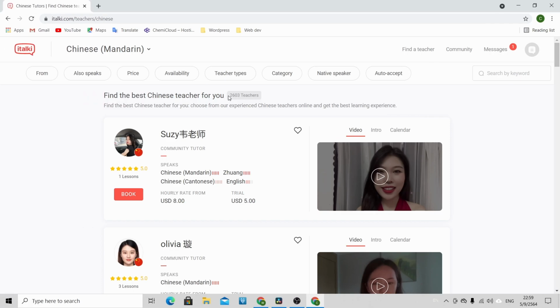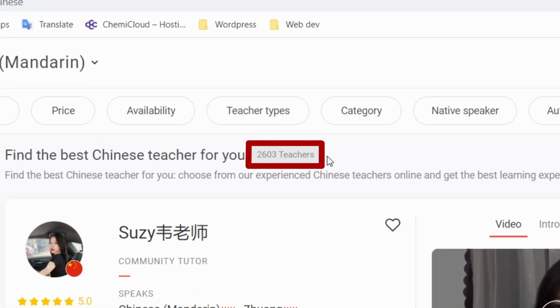Now, Italki as a platform is a very useful platform because for students, there's thousands of teachers for you to choose from, which means that you have the ability to have access to many teachers. Unfortunately, having thousands of teachers also comes with a problem. How do you determine which teacher is good for you?